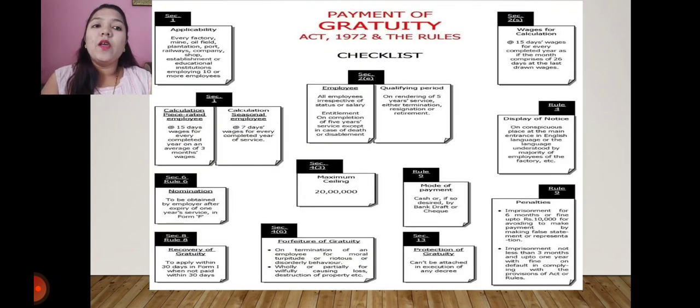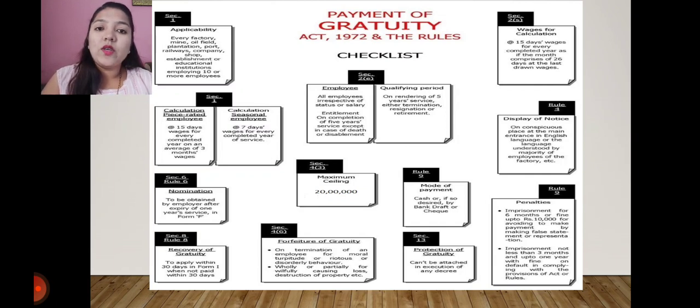And these are the sections in which we have given the applicability: every factory, plantation, oil field, railway, company, shop, establishment, and educational institution, wherever employees are working, they can get a gratuity under this act.